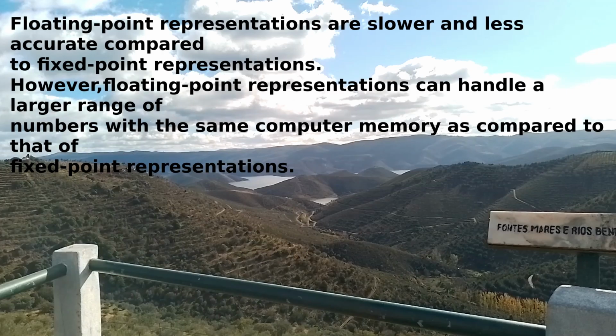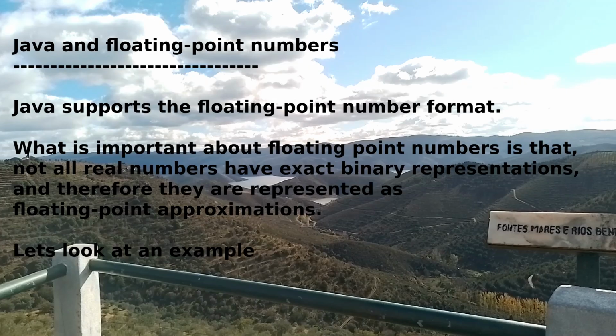Floating point representations are slower and less accurate compared to fixed point representations. However, floating point representations can handle a larger range of numbers with the same computer memory as compared to that of a fixed point representation. Now, Java supports a floating point number format. What is important about floating point numbers is that not all real numbers have exact binary representations, and therefore they are represented as floating point approximations.